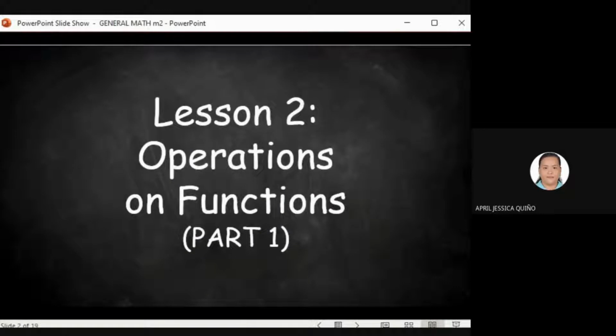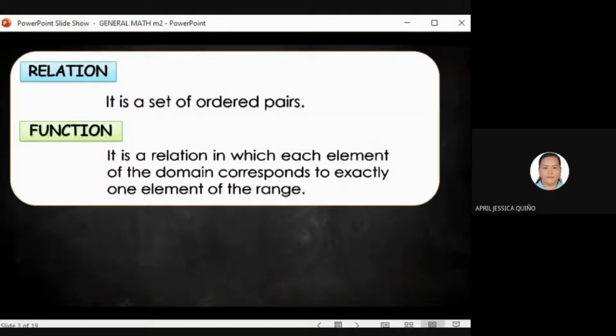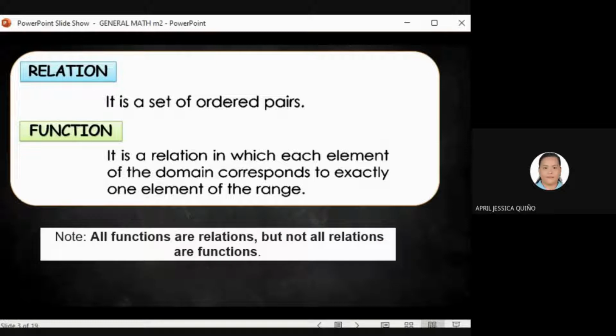Today we're going to talk about operations on functions part 1. Before we proceed to our lesson, let's try to remember the things that we have discussed last time. Remember the difference of function and relation. When we say relation, it's a set of ordered pairs. And a function is a relation in which each element of the domain corresponds to exactly one element of the range. Always remember, mga anak, that all functions are relations but not all relations are functions. Please take note of that.